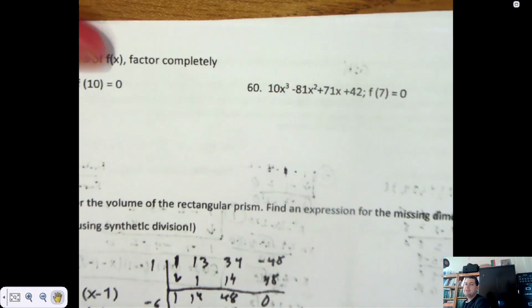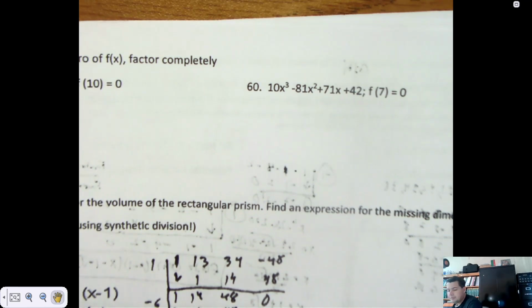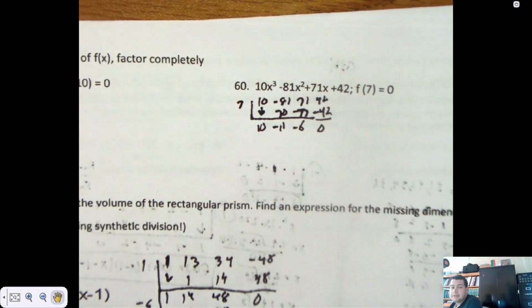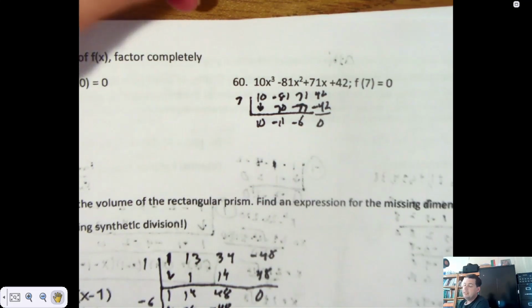What's it say? It says given a 0, factor completely. So it's a lot like what I did in 61. So I'm going to synthetically divide out a 7. I'm going to drop. I'm going to multiply, and I'm going to add. I'm going to multiply, and add. And multiply, and add. And now I'm going to factor. I'm going to think about what this thing is.